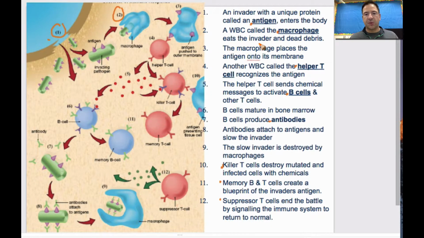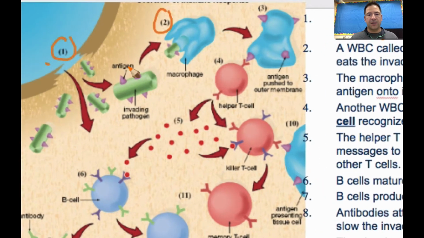So the first thing that's going to happen is the foreign invader is going to have these little protein markers, and they're called antigens. Basically, that foreign invader has now entered the skin, past the first line of defense, into our body. So the foreign invader has these antigens on it, these protein markers.